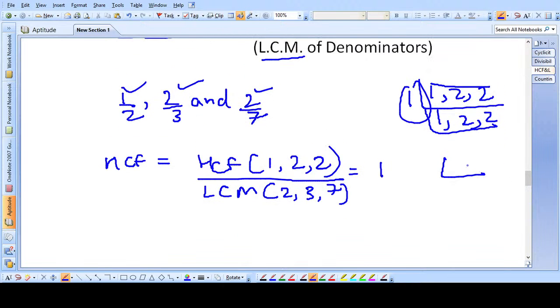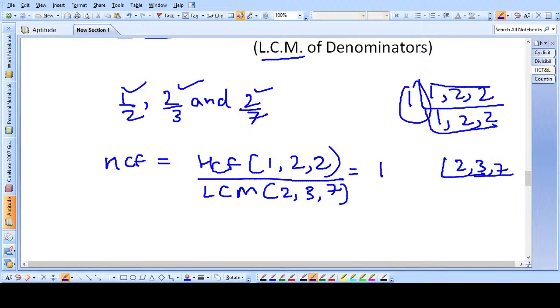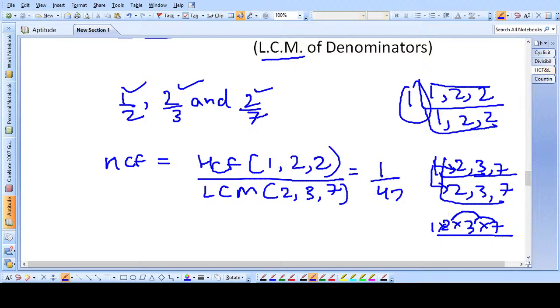Now take the LCM of 2, 3 and 7. Still there is no common number, so what I said, the numbers in the ladder. With 1, only 2, 3 and 7 will be there. So take 2 cross 3 cross 7. This will be at the end of the ladder. 1 also, but 1 has no real significance, so you can take this. So this is 21, and 21 into 2 is 42. So the HCF of the fractions will be 1 by 42.